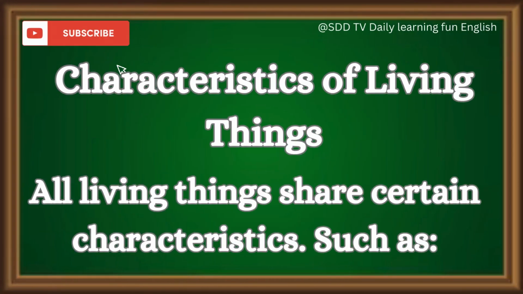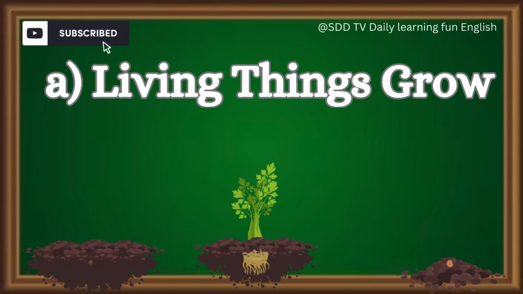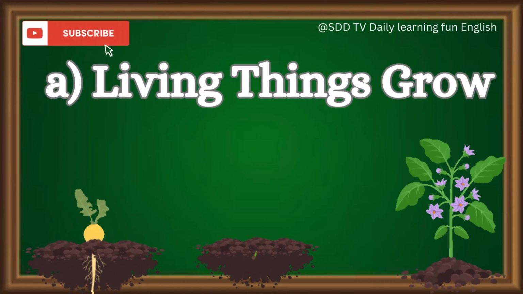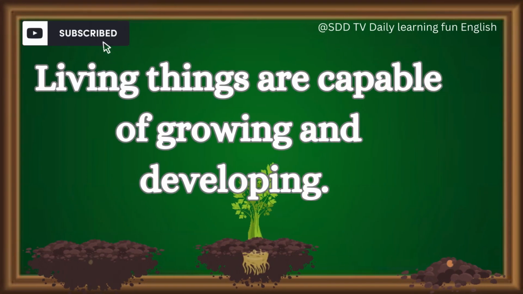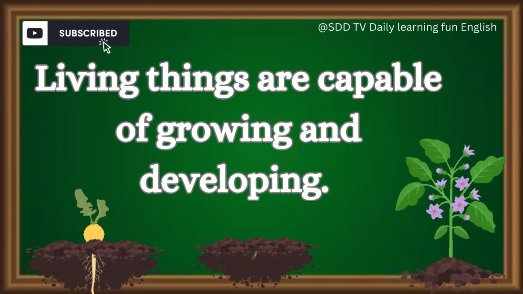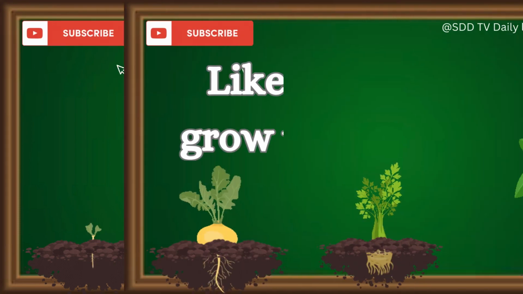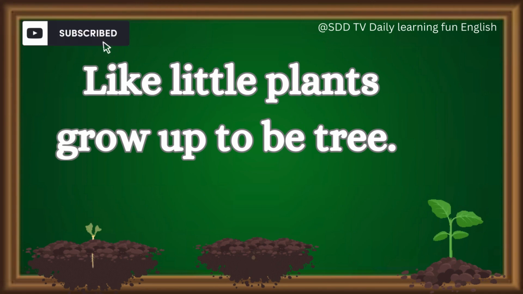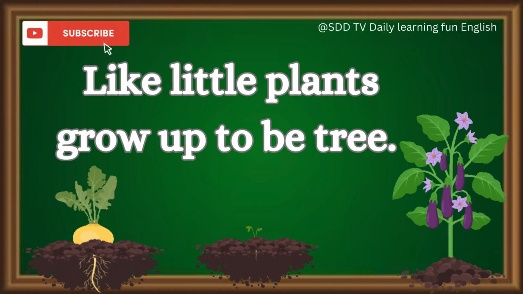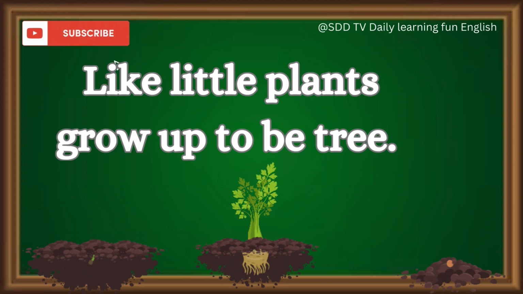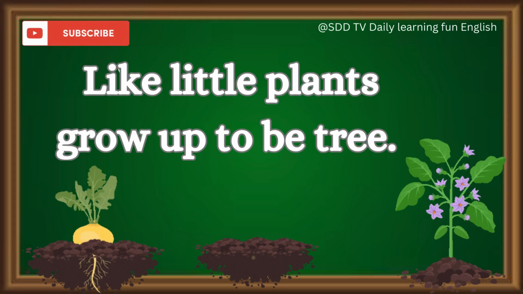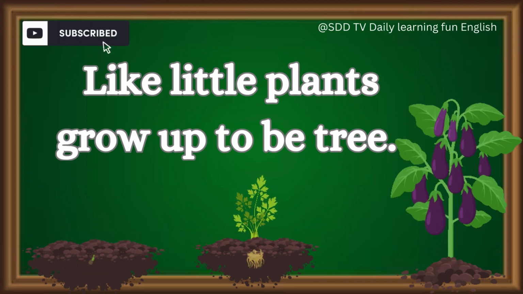Characteristics of living things. All living things share certain characteristics. Living things grow. Living things are capable of growing and developing, like little plants grow up to be trees. You can see the example below.